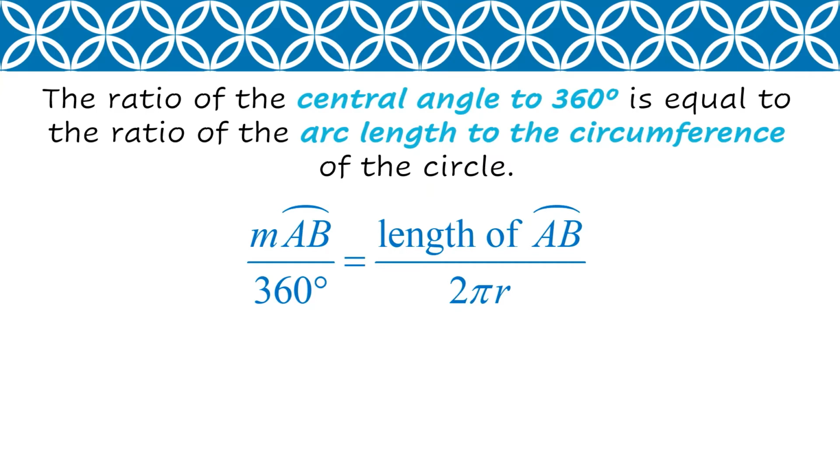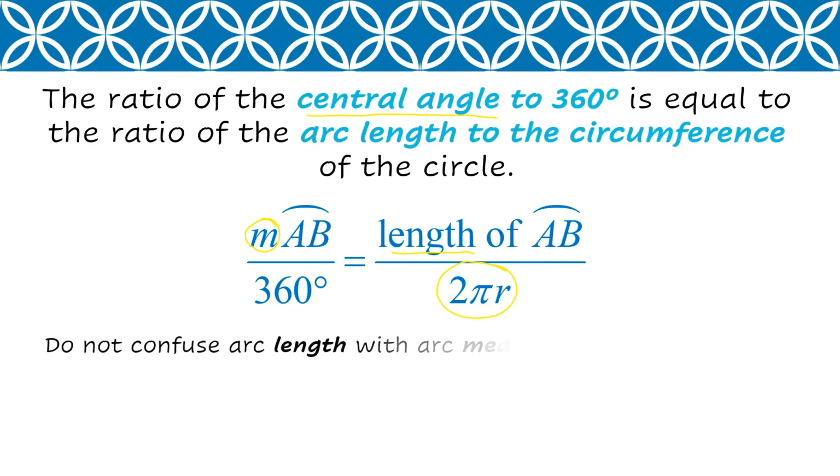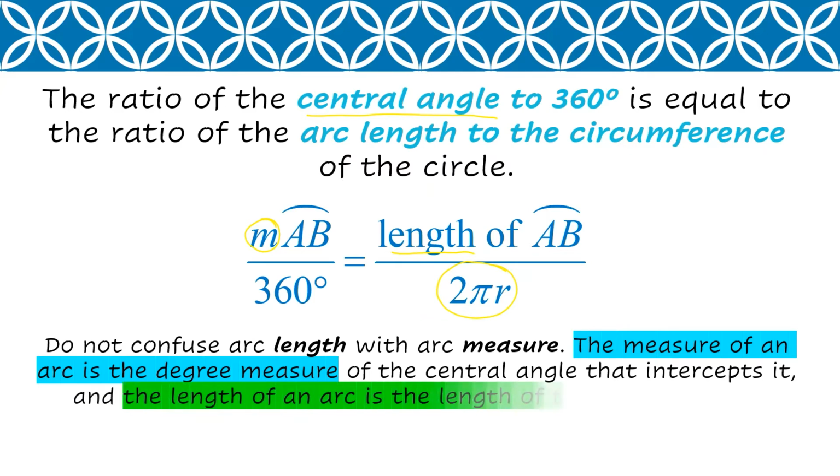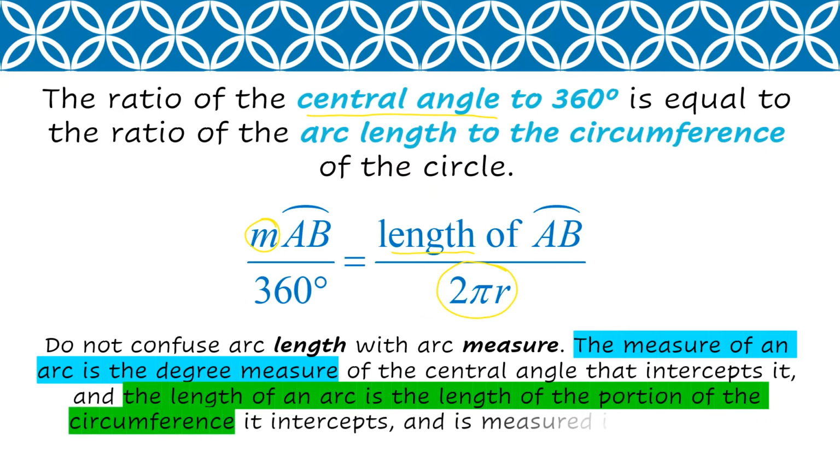The measure of a central angle has the same measure as the arc, and that fraction out of 360 is equivalent to the length of the arc out of the entire circumference. We don't want to confuse arc length and arc measure. Arc measure is a degree measure, and arc length is a fraction of the circumference, which would be measured in centimeters or inches or feet or miles, whatever the case may be.